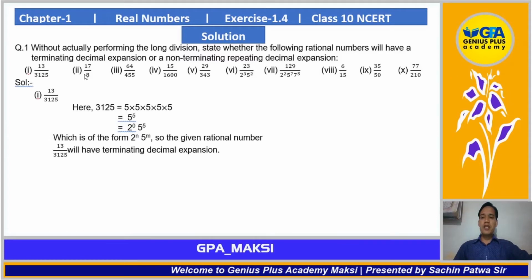Our second question is 17 by 8. So we have to change the denominator into the form 2 raised to n into 5 raised to m.